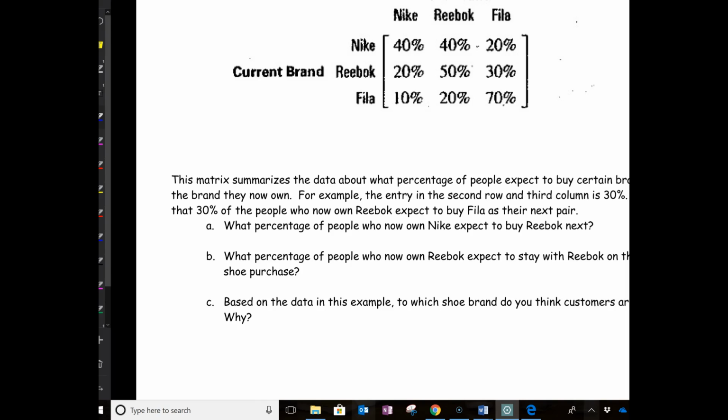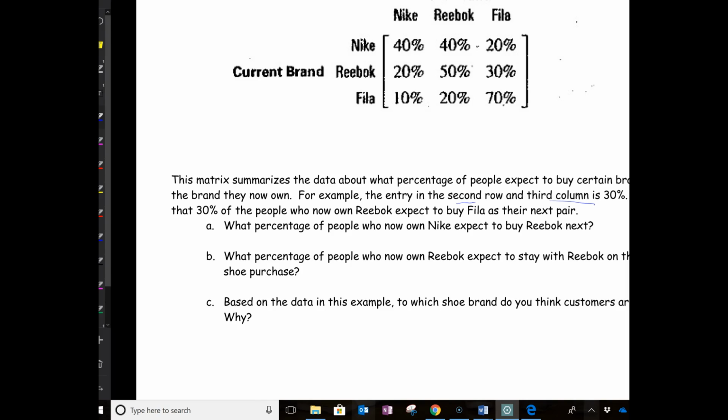It says, for example, the entry in the second row and third column is 30%. So second row, third column. This means that 30% of the people who own Reebok expect to buy, am I saying it right, Fila? Is it Fila? Fila next year.